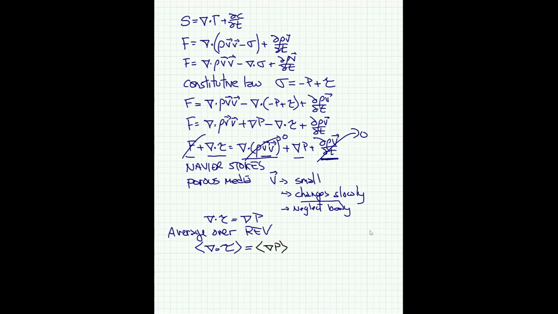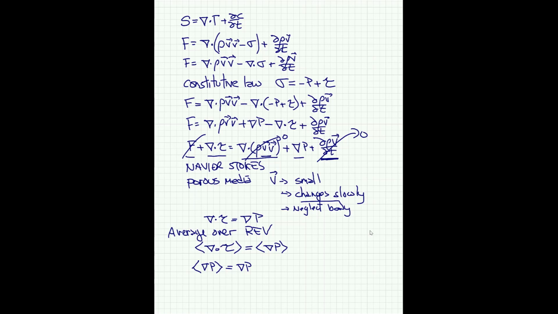Okay, well, the first thing we can do is say that this term here, the average of the pressure gradient, just equals the pressure gradient. And we can see this if we take a small REV, or if the pressure gradient is changing slowly over the scale of the REV, then the average of the pressure gradient will just equal the pressure gradient. So that takes care of the term on the right side.